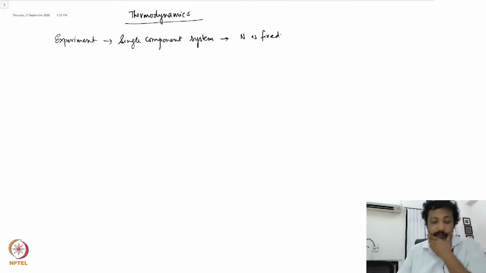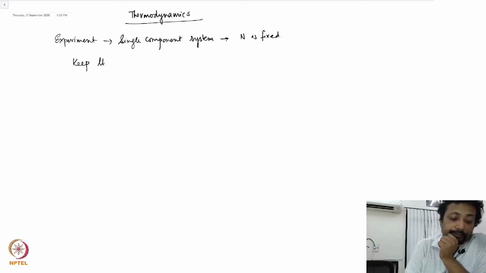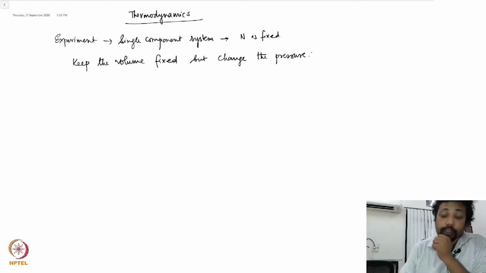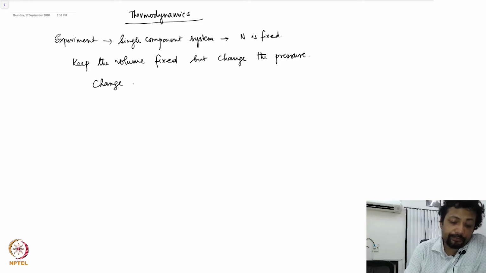Now suppose you keep the volume fixed, but change the pressure. And you want to find out how much change in the temperature there can be, right? So what I'm required to find out is the change in temperature. See, all of these quantities are experimentally measurable quantities, which means accessible experimentally. So I want to find out dT.